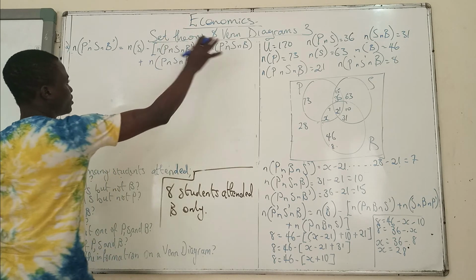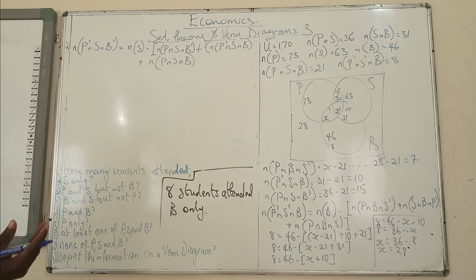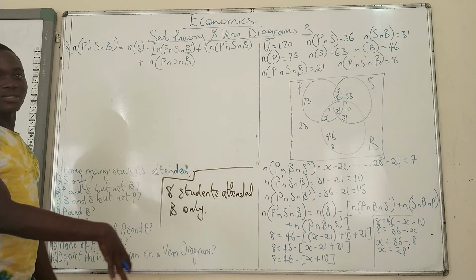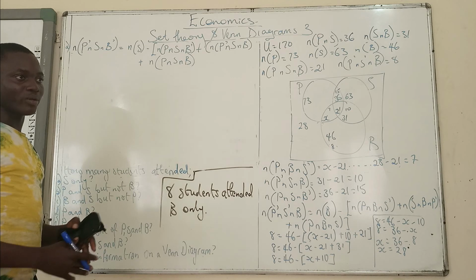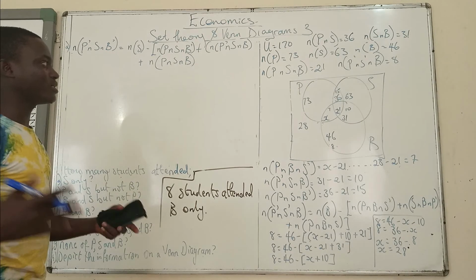The reason I'm writing all of these notations is simply that your exams might be theory questions, and these notations actually carry more marks than the actual numbers. So if you are able to write these things correctly, of course, you are going to earn more marks than if you just go on and start writing 31 minus 21 first and all of that.